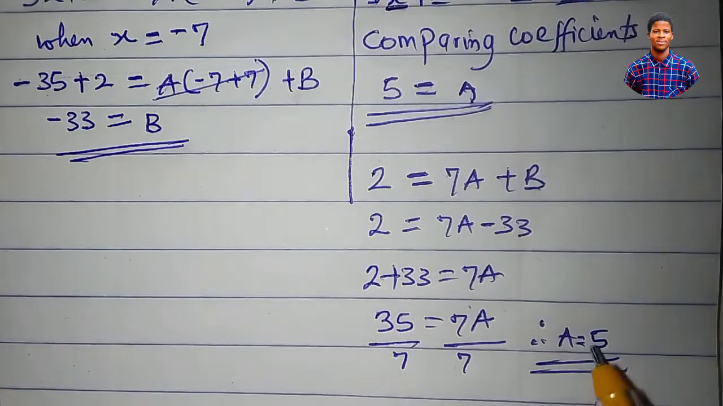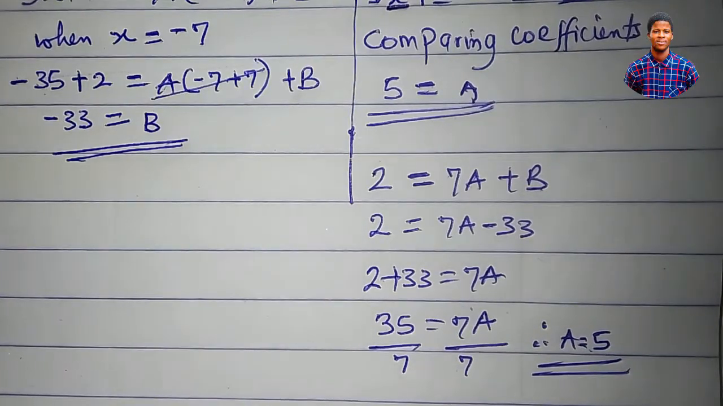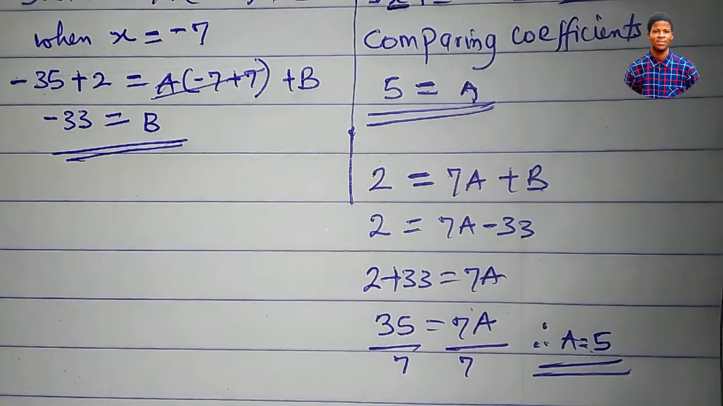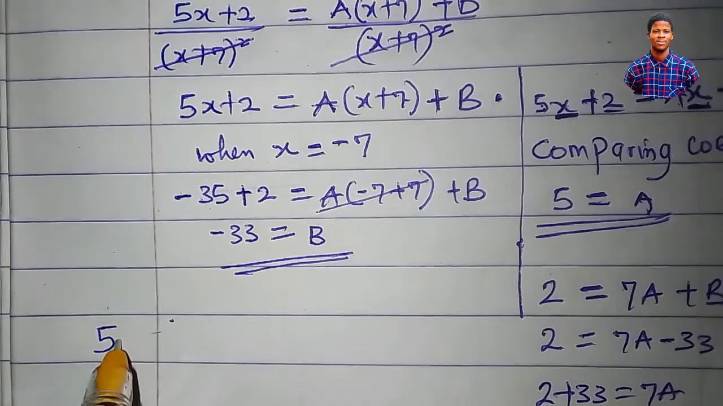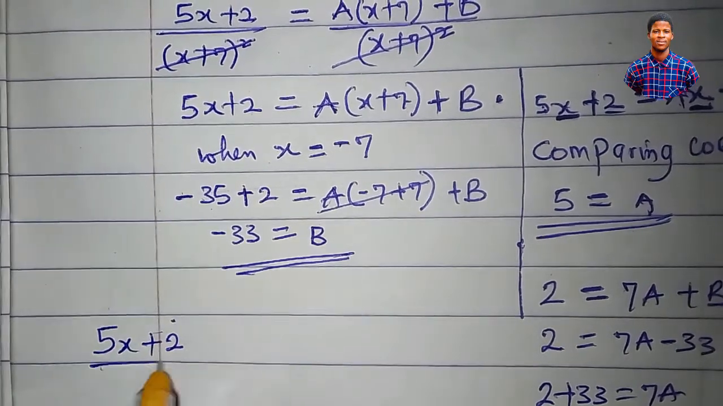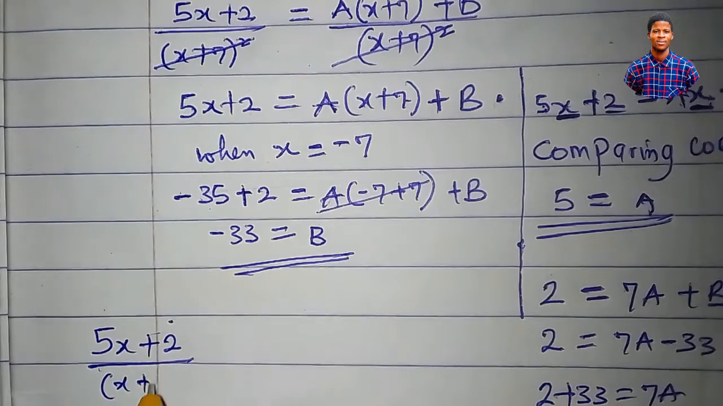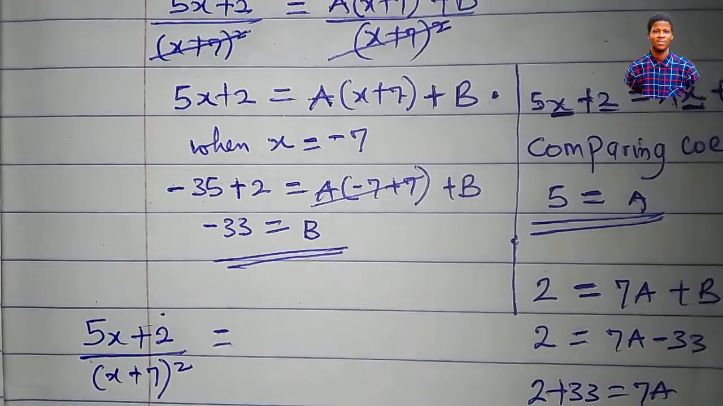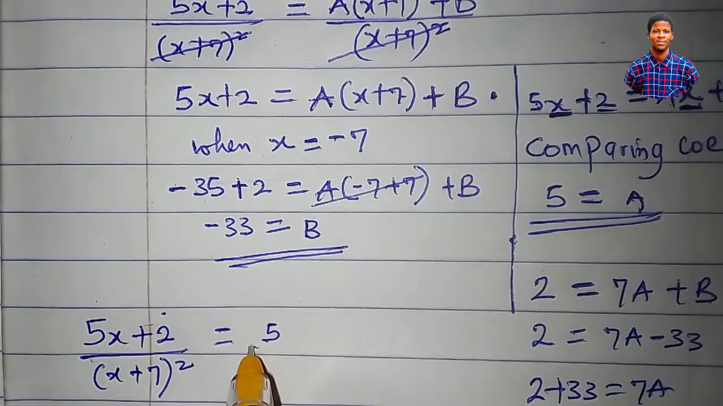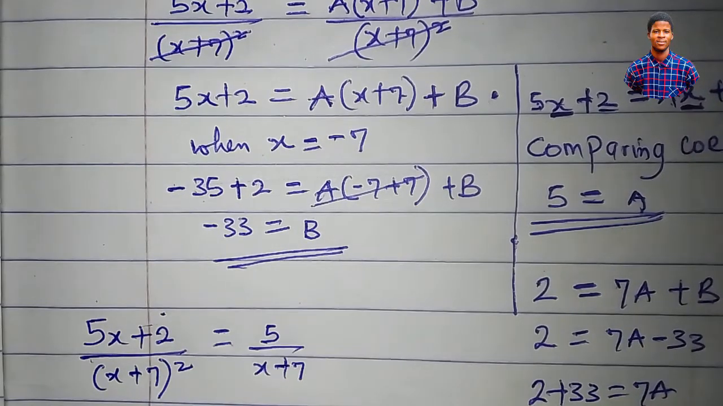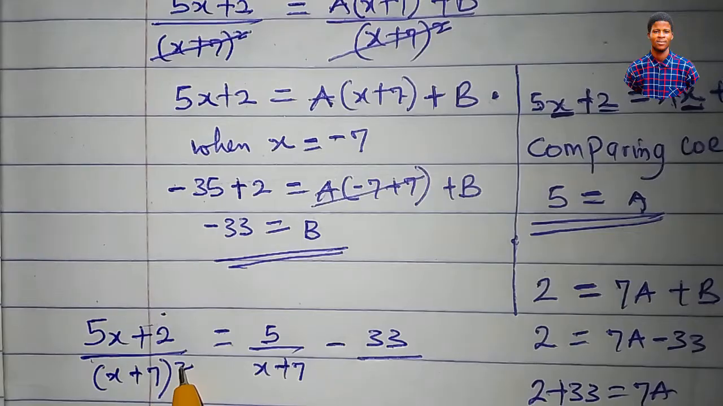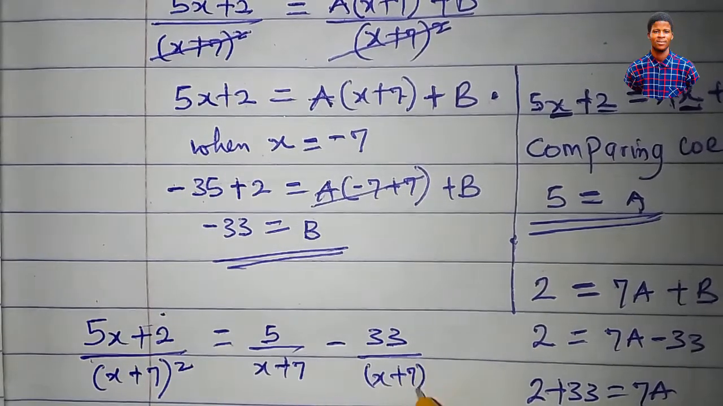So I got 5 here, I got 5 here. That's to show that a is equal to 5. b is what? Minus 33. So this is how we do comparing coefficients. So it means that (5x plus 2) all over (x plus 7) all squared is equal to, what's a? 5 all over x plus 7. What's b? Minus 33. Minus 33 all over what? (x plus 7) all squared.